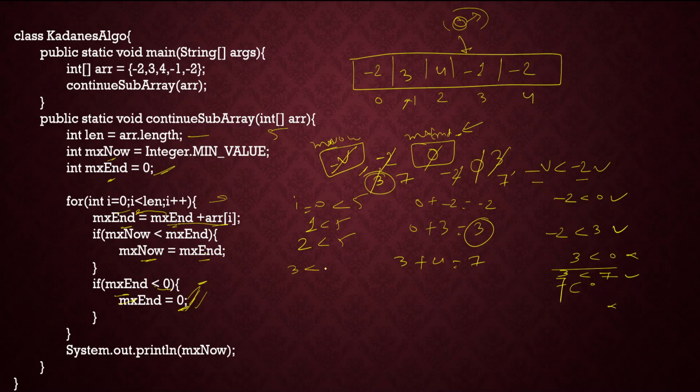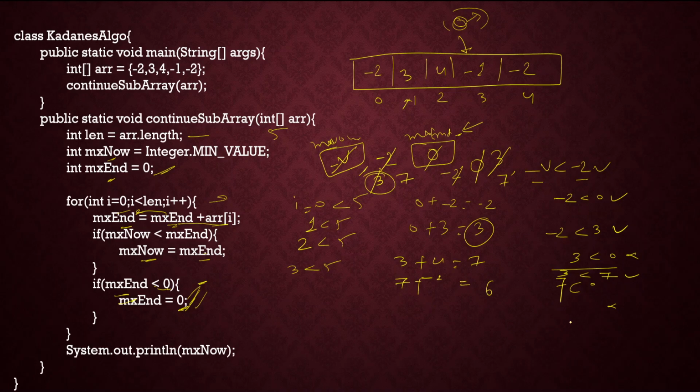Again come to the next part. 3 is less than 5. Yes. What do I have to do? max_end, which is 7, plus the array of i. i is 3, and the value at index 3 is minus 1. The calculation of this will be 6.